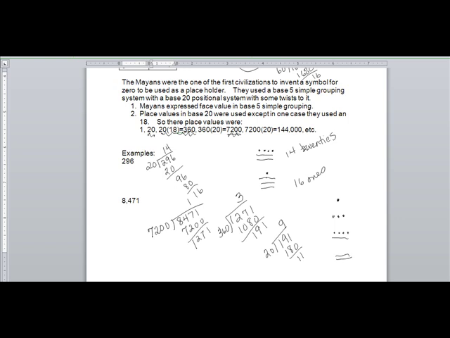So I need 2 of these and a dot. So here we have the 7,200s, the 360s, the 20s, and the 1s.